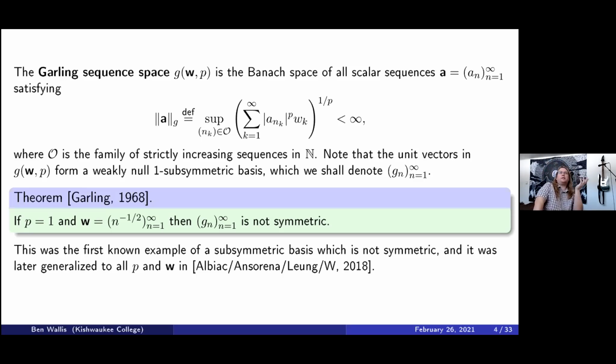As I mentioned, in 1968 Garling proved that in the special case where p is equal to 1 and where the weights w are equal to this n to the negative 1/2 business here, then we get the unit vectors not forming a symmetric basis. They're subsymmetric, but they're not symmetric. As I said, this was the first known example. We're going to prove later on that this actually holds for all Garling sequence space unit vector bases, but that'll come later, I suppose.